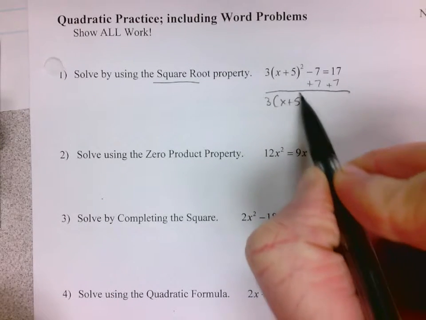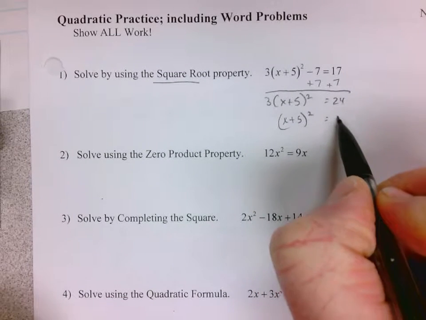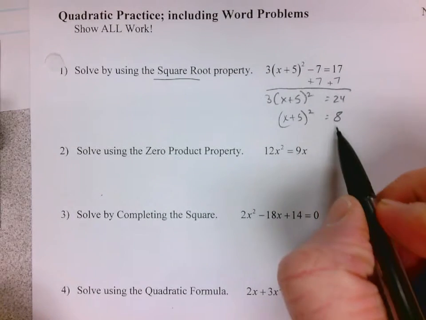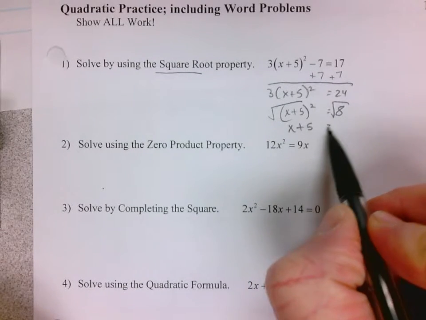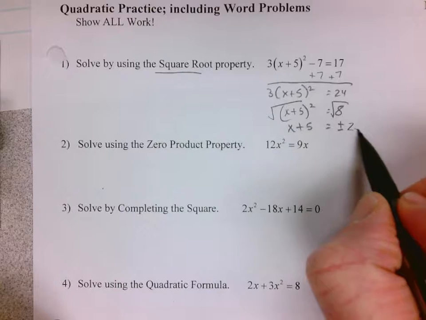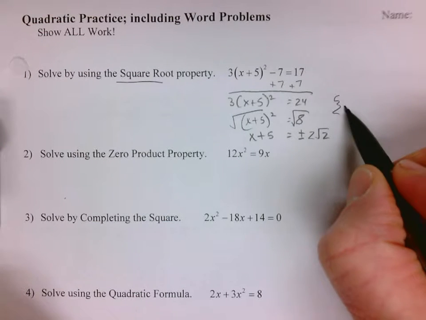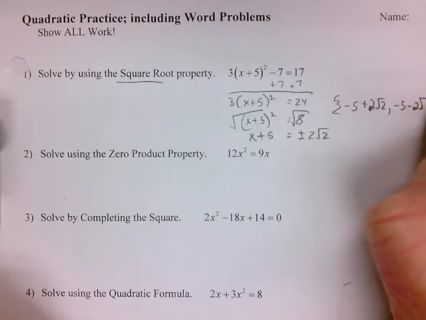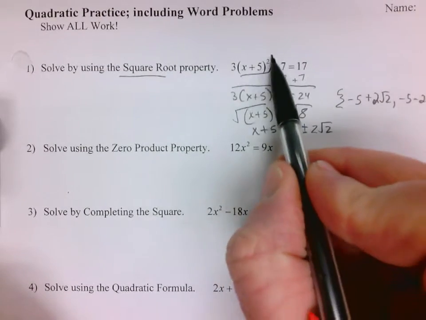and then divide by 3. So I have the squared term by itself, so I can take the square root. When I take the square root of both sides, I get x plus 5 equals plus or minus radical 8. And radical 8 simplifies to 2 radical 2. So my solutions would be negative 5 plus 2 radical 2 and negative 5 minus 2 radical 2. So you always isolate whatever term is squared so you can take the square root.